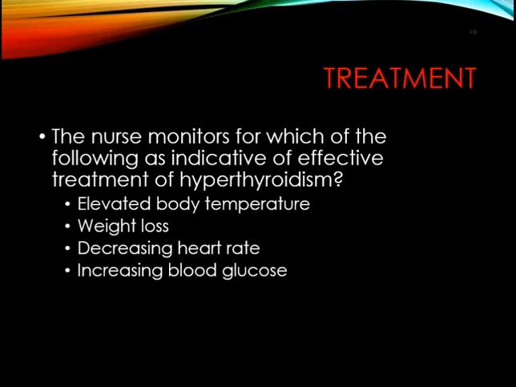The nurse monitors for which of the following as indicative of effective treatment of hyperthyroidism? So number 3 is going to be correct. You want your patient to have a decrease in the heart rate. So if they're going to be on the propranolol, you want the heart rate to come down into the expected range.